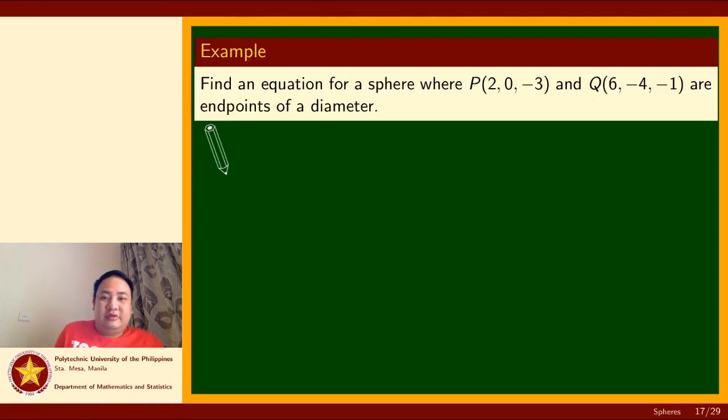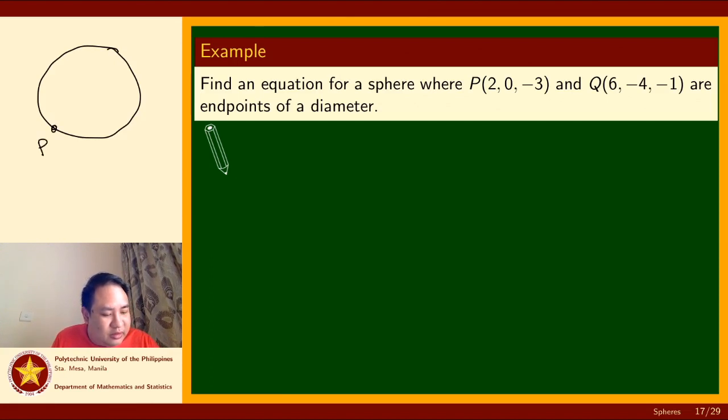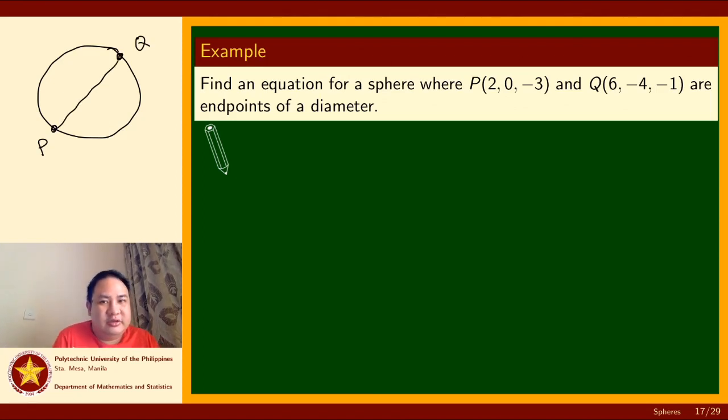Another exercise. Find an equation for a sphere where P and Q are endpoints of a diameter. So, as a picture, this is your sphere. P and Q are diametrically opposite one another. So, for example, kung sphere man ang Earth, kung North Pole yung P, si Q naman ay South Pole. Ganon. So, in order to get the equation of the sphere, we need to locate its center and its radius.